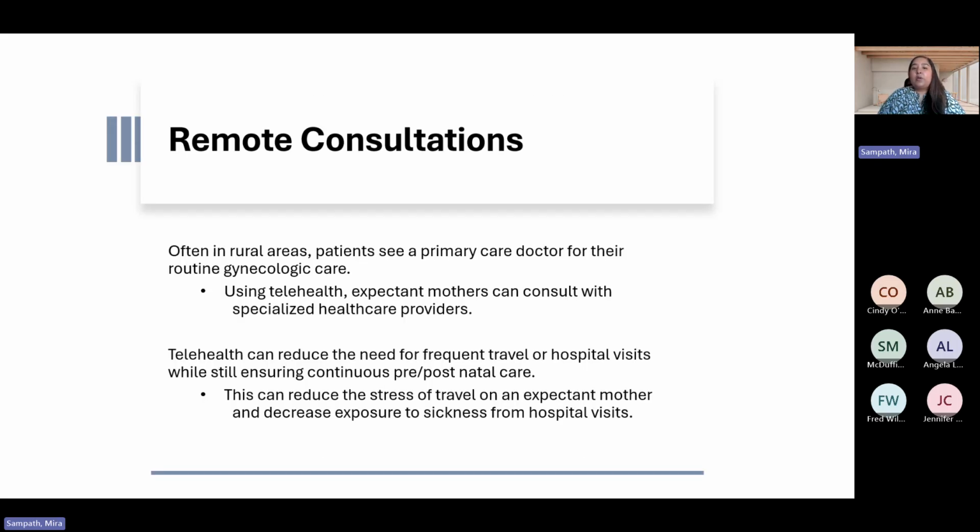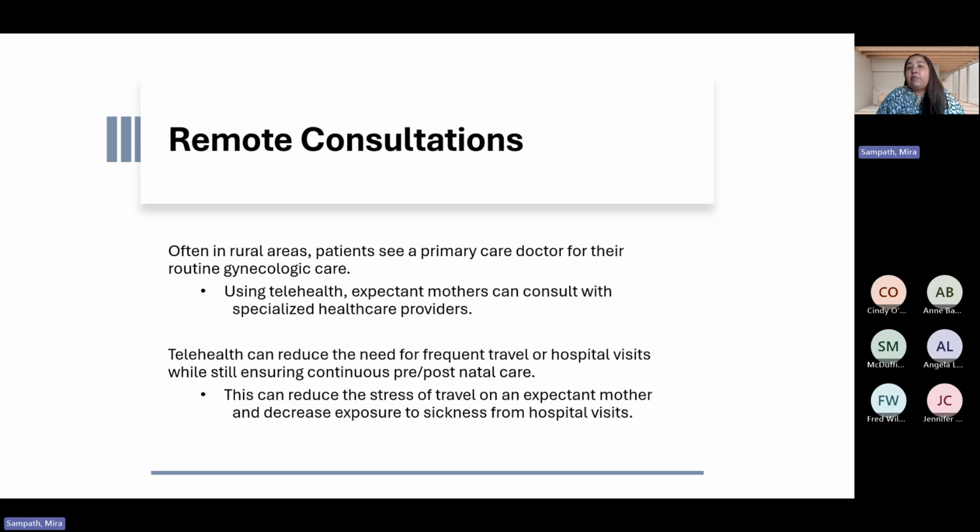So now we're going to go into some of the applications of telehealth and telemedicine in the maternal health sphere. Starting off, of course, remote consultations. Often in rural areas, patients see a primary care doctor for their routine gynecologic care because, as was previously mentioned on a different slide, oftentimes in rural counties there isn't a specialist, there isn't an OBGYN or a maternal fetal medicine provider available. So oftentimes that primary care physician is your anchor for lots of different types of specialty care, including maternal health care. However, using telehealth, expected mothers can consult with specialized healthcare providers.